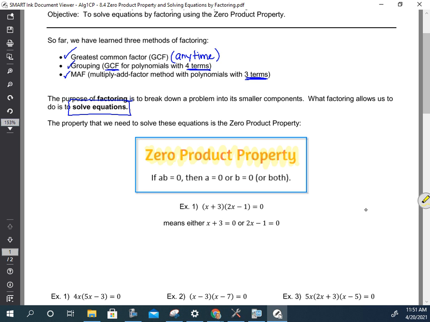So zero product property basically means you have two things equal to 0. If you have two things multiplied equal to 0, then either the first part has to be 0, the second part has to be 0, or both of them have to be 0. It's either one, the other, or both.